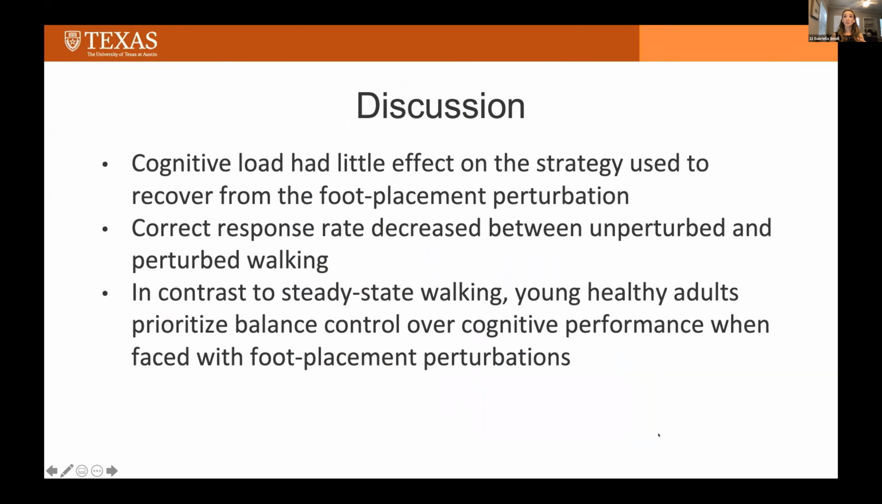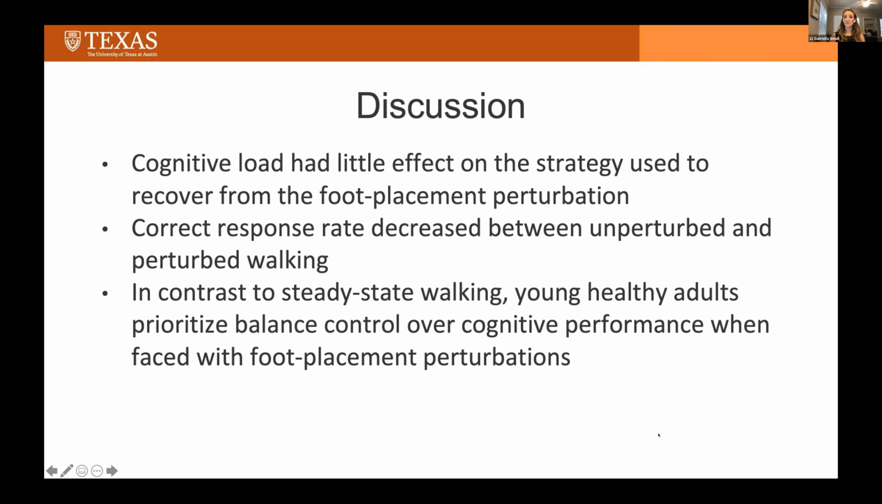But if you put it into context with our previous study, it's actually really interesting, because our previous study found that during steady state walking, people focused more on their cognitive load than on their balance control. But the second that there was a threat to their balance, in this case the foot placement perturbation that we provided, people would switch and focus more on their balance and motor performance and less on their cognitive load. So that's why we do not see a change in the recovery strategy that people used, but we do see that the cognitive performance, or their spelling ability, decreases during the perturbations.